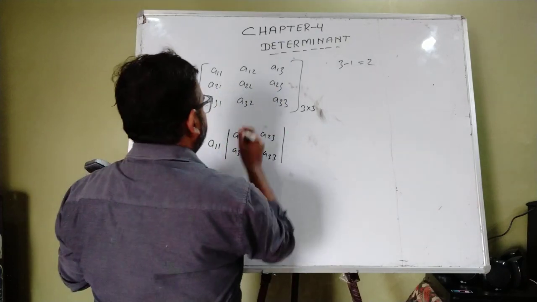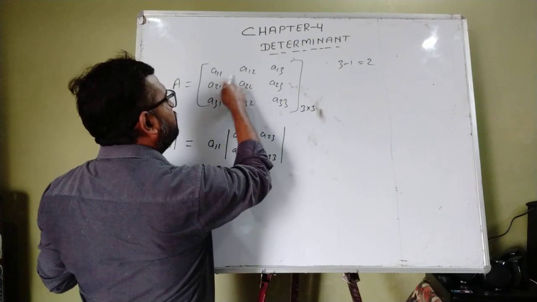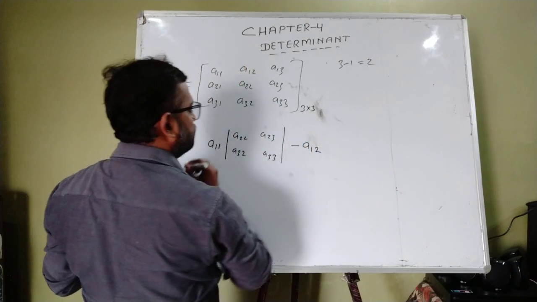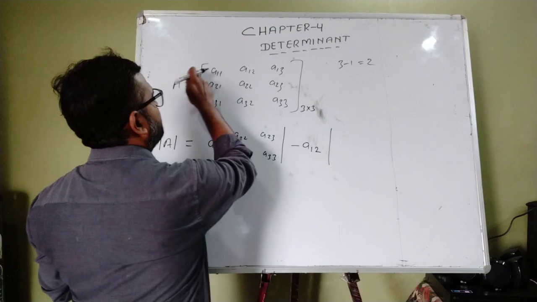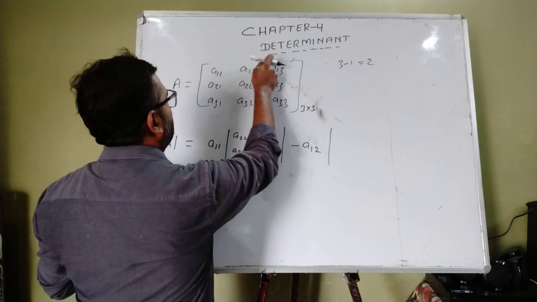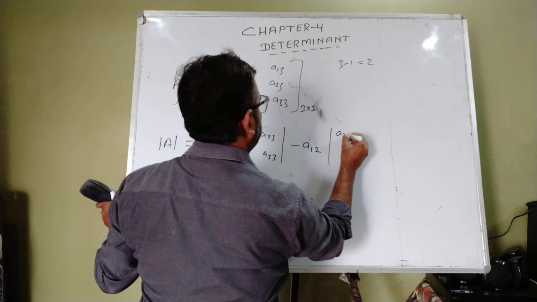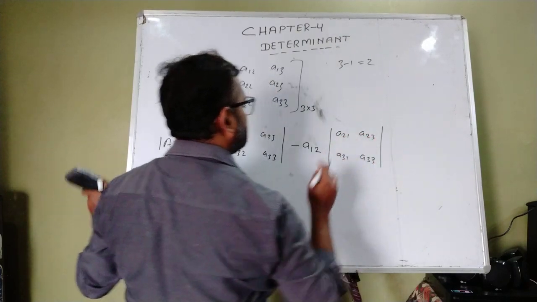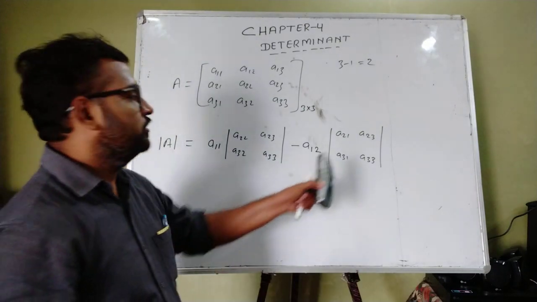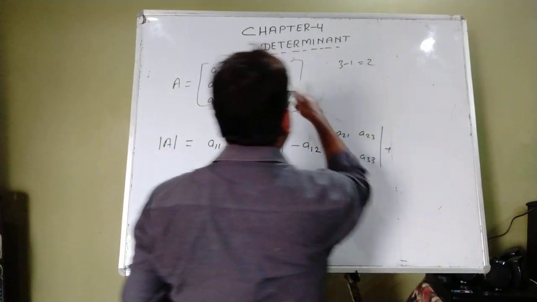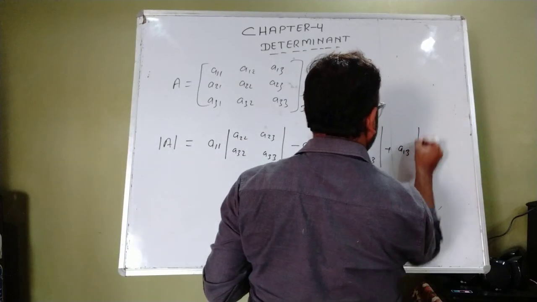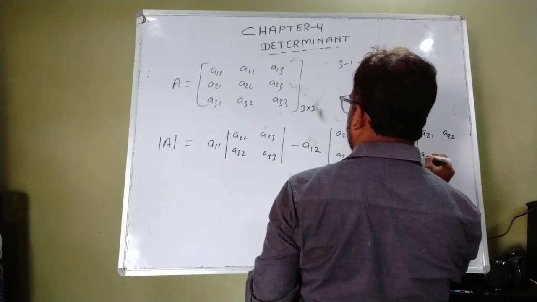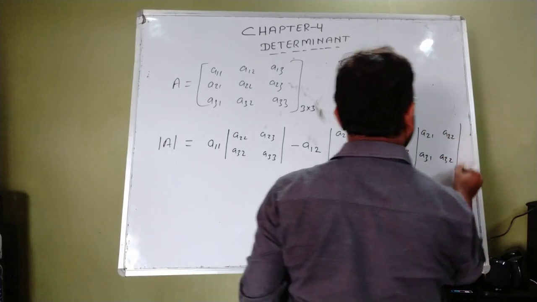Okay. Now, what is the sign of this element? Because this is plus and this is minus, this will be A12 with a minus sign. Now delete this row and this column. What is the submatrix formed? A21, A23, A31 and A33. Whatever the submatrix formed, you have to write it here. Again the sign here is plus. Then A13: delete this row and this column. Then A21, A22, A31, A32.